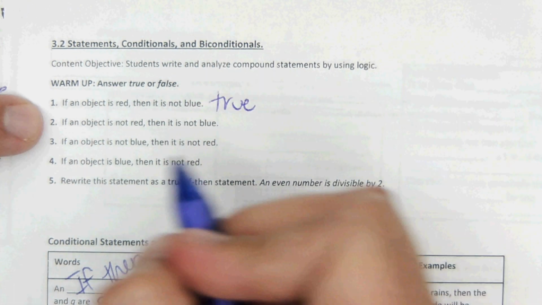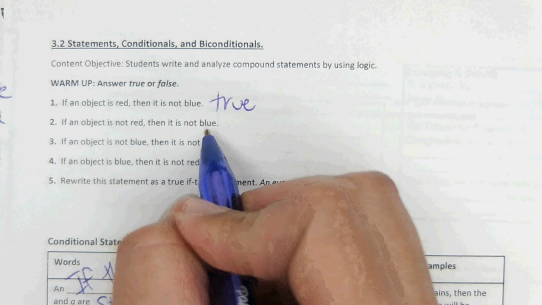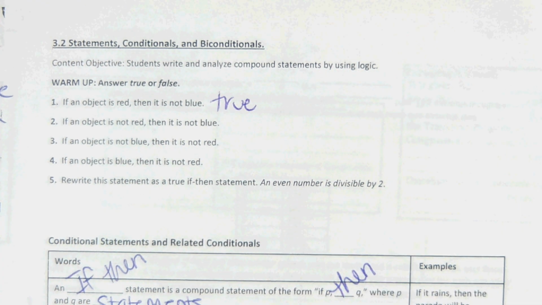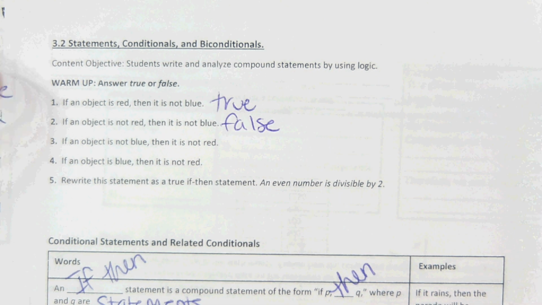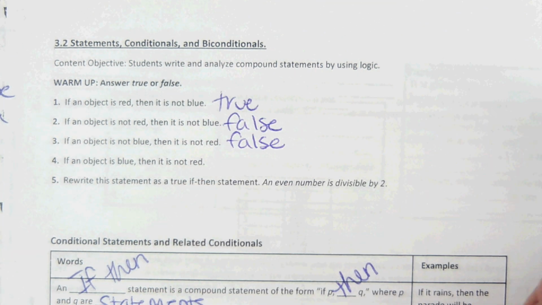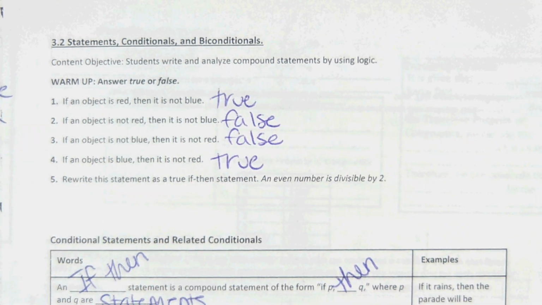those statements. If an object is red, then it is not blue. True. If an object is not red, then it is not blue. Well, it could be blue. So if you can think of one scenario where this wouldn't work, then the statement is false. If an object is not blue, then it is not red. Well, it could be red, so that is false. If an object is blue, then it is not red. True.